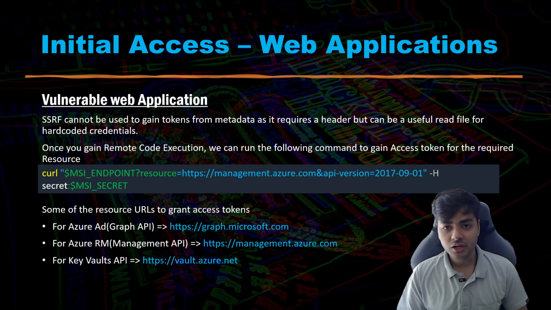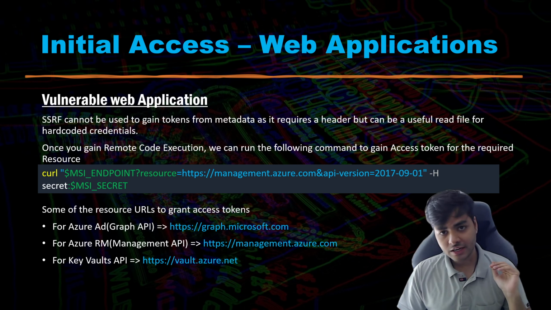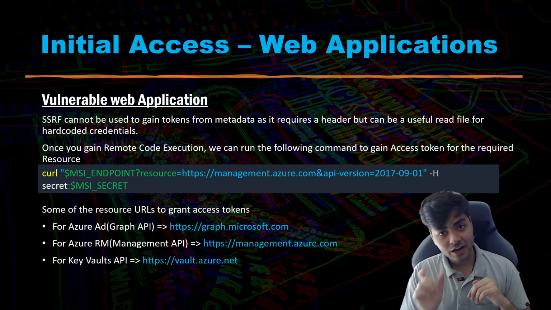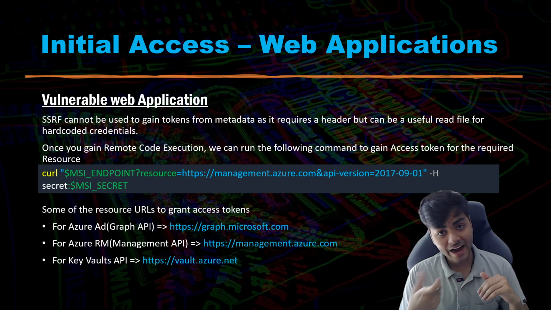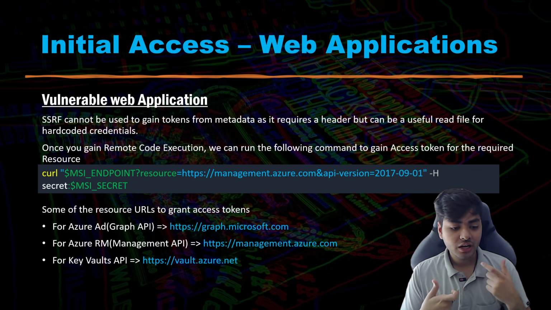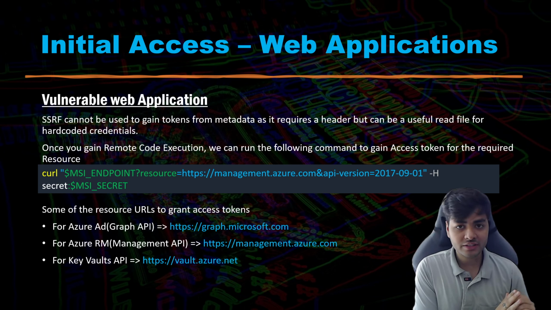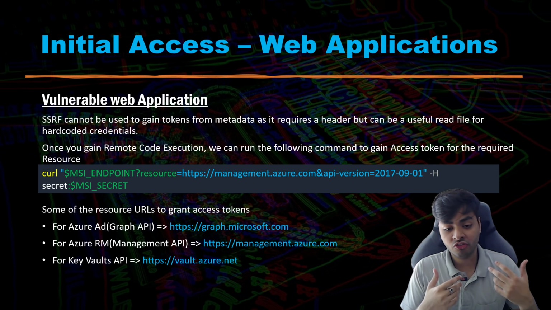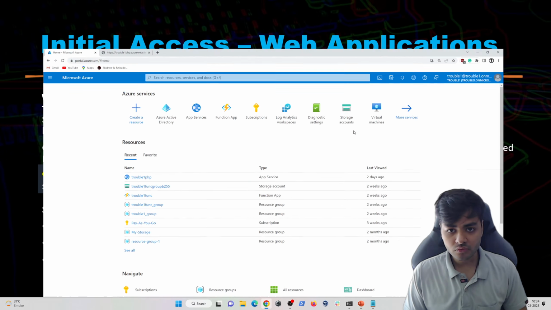Next is the key vault. The key vault is a bit different. With management.azure.com, you can list the key vaults and read the configurations of the key vault, but to read the secret values stored within the key vault, you need a dedicated access token which belongs to the key vault. Only then will you be able to access the value of the secrets. So these were the things you can do once you have initial access. I'll just show you in a practical way how it's done.